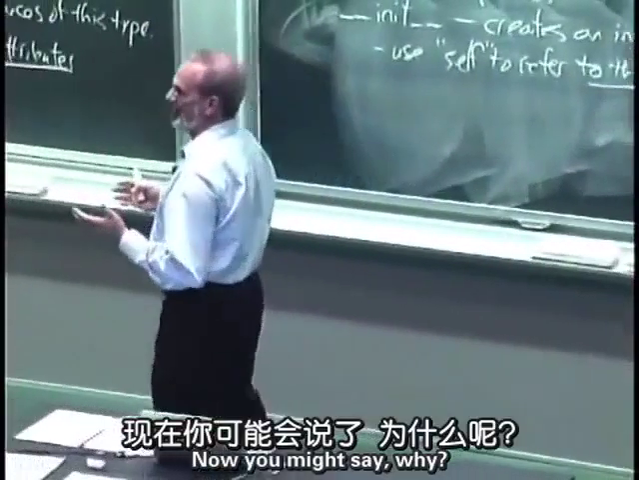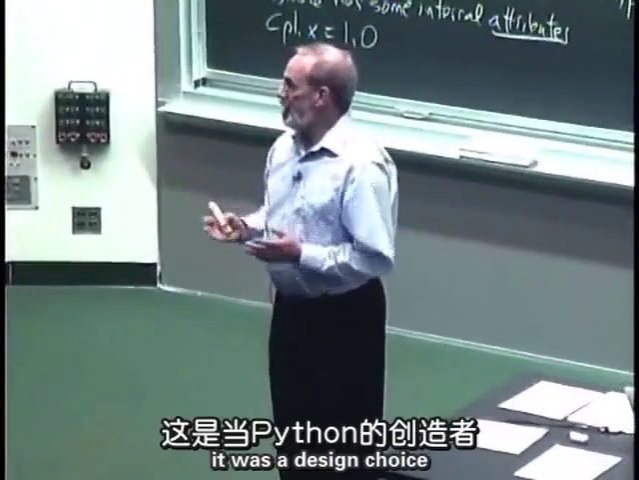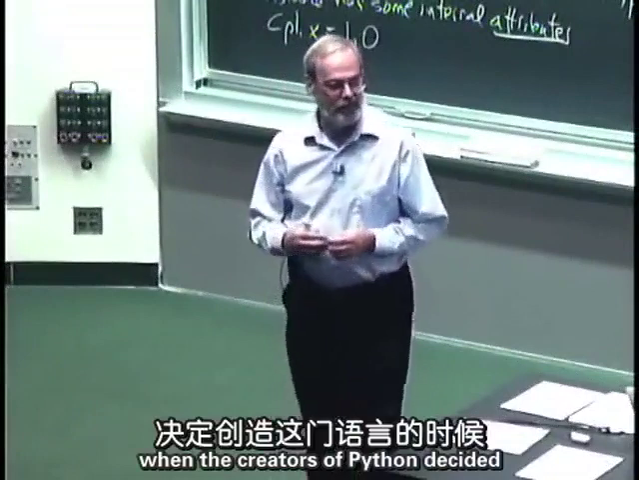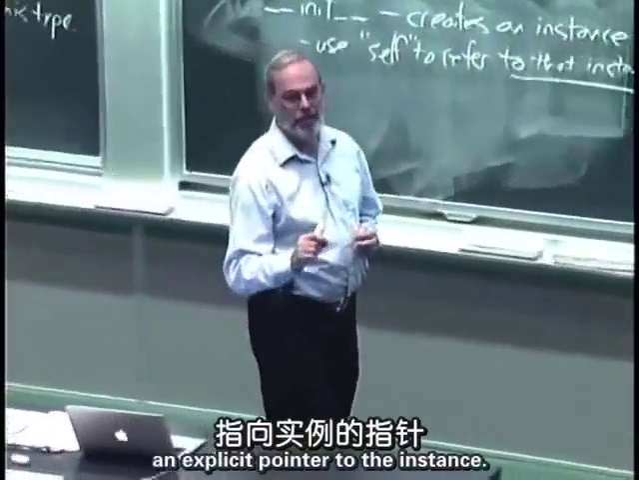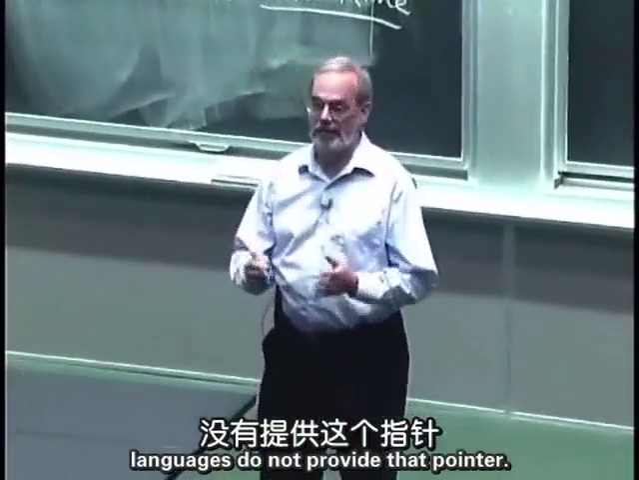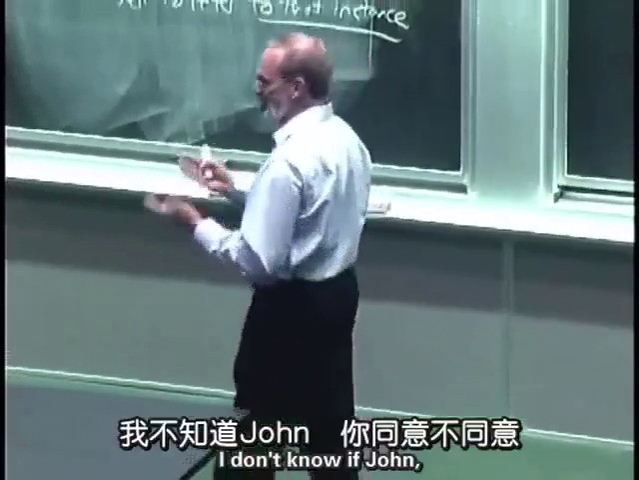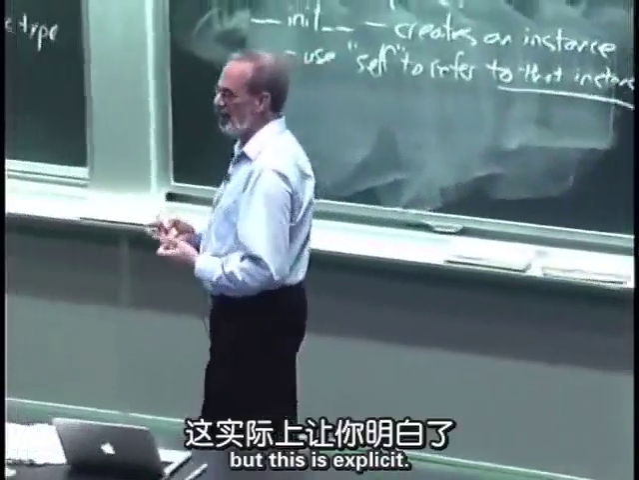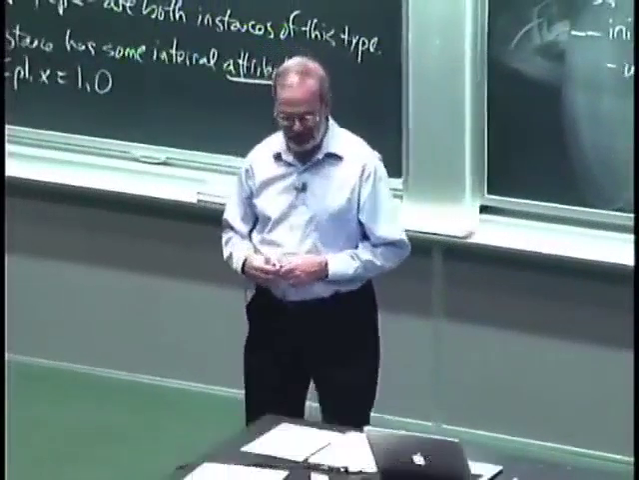Now, you might say, why? Why do it this way? Well, basically because it was a design choice. When the creators of Python decided to create the language, they basically said, we're always going to have an explicit pointer to the instance. Some other object-oriented programming languages do not provide that pointer. This is kind of nice in my view. I don't know if, John, you'd agree, but this is explicit. It actually lets you see how to get access to that pointer so you know what you're referring to. But it's simply a design choice.